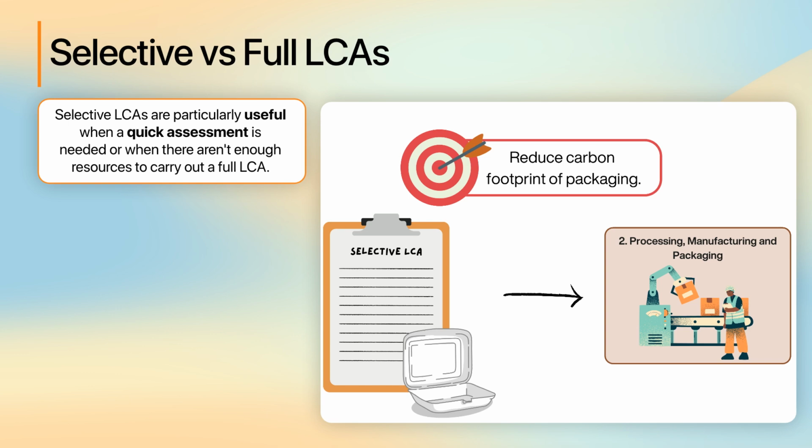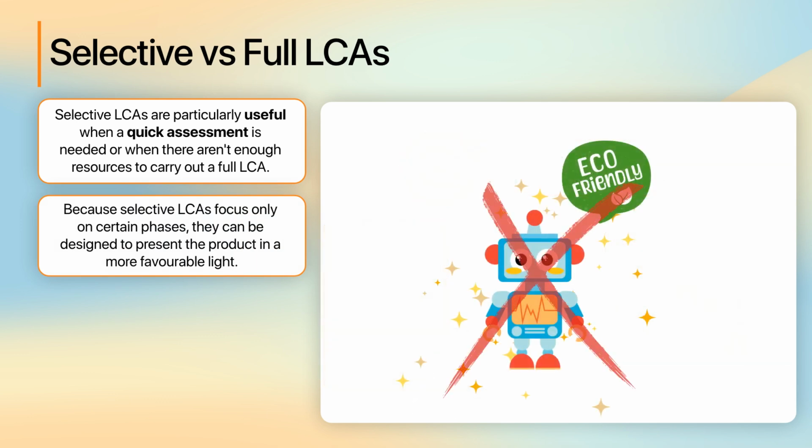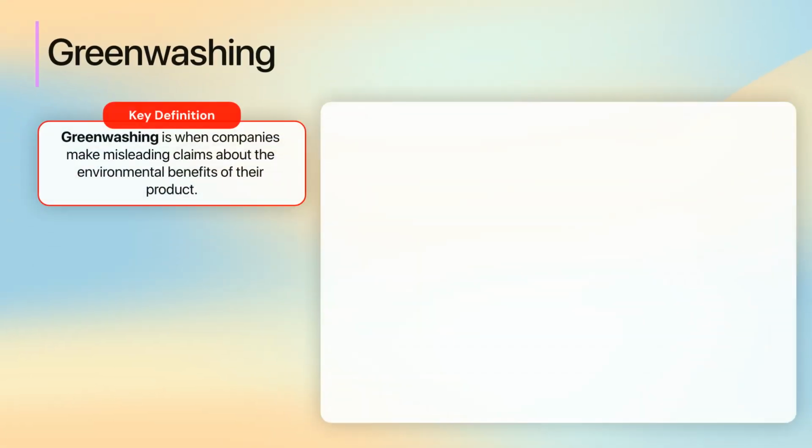However, there's a catch. Because selective LCAs focus only on certain phases, they can be designed to present the product in a more favorable light. This becomes particularly problematic when companies use these abbreviated assessments to support predetermined conclusions, especially in advertising, a practice often referred to as greenwashing. Greenwashing is when companies make misleading claims about the environmental benefits of their product.